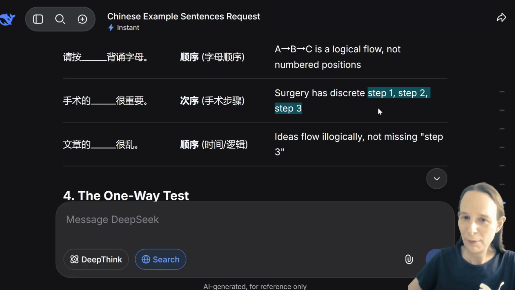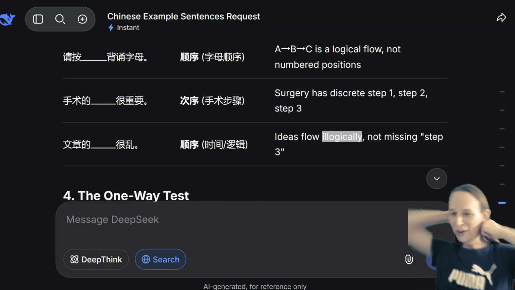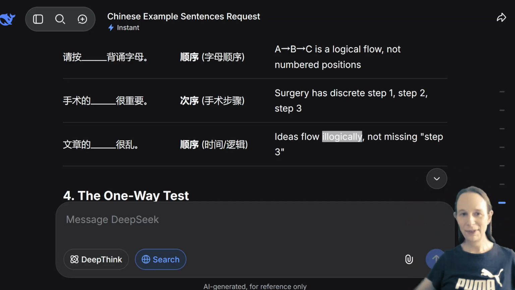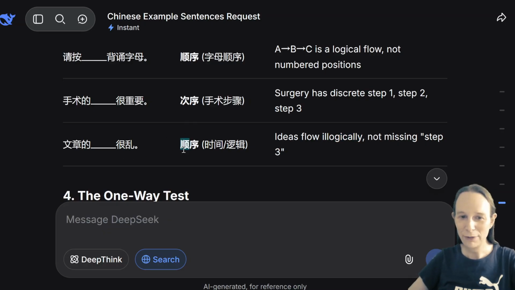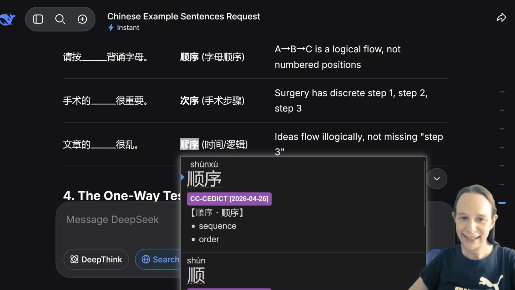手续的次序很重要. Step 1, Step 2, Step 3 of surgery. 文章的顺序, ideas flowing illogically, 很乱. Oh, 很乱. Well, normally you'd want them to flow logically. So flowing like a river or something like this. 顺. Yeah.